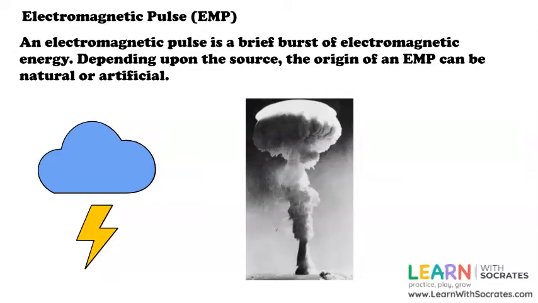Electromagnetic pulse, or EMP. An electromagnetic pulse is a brief burst of electromagnetic energy. Depending upon the source, the origin of an EMP can be natural or artificial.